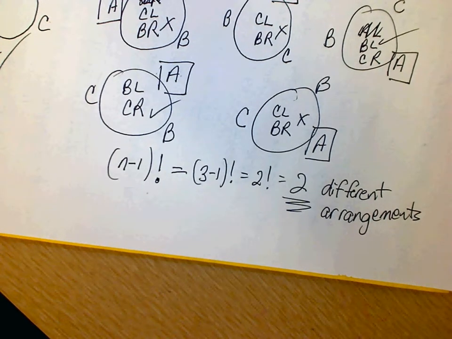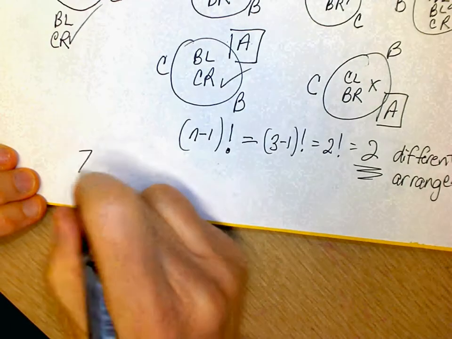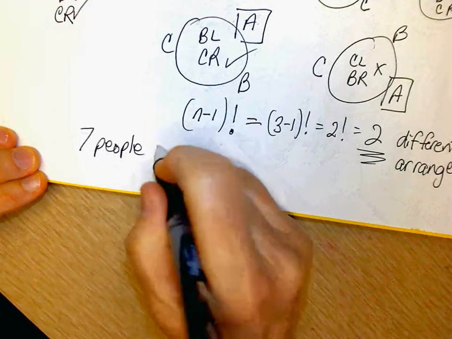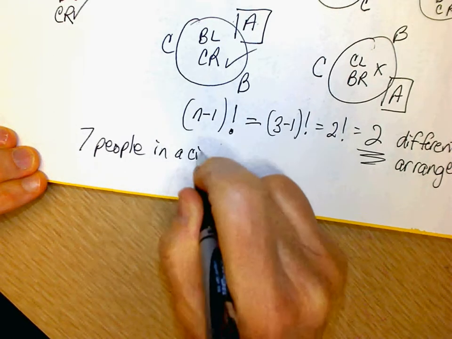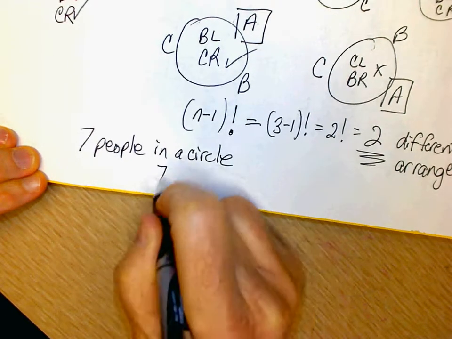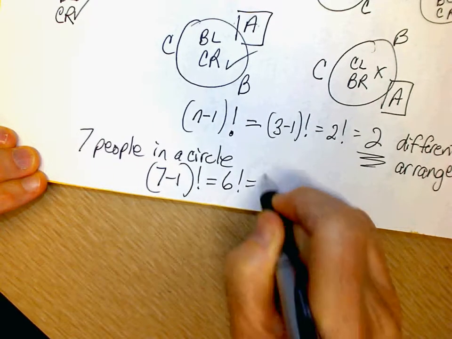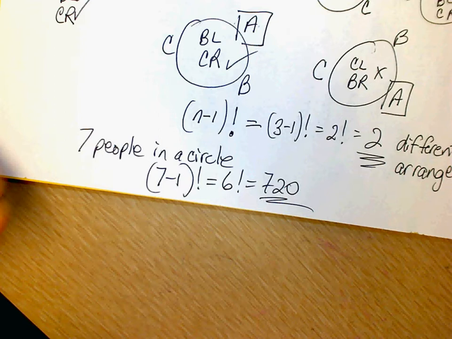Okay? So if you had 7 people in a circle, you would just go 7 minus 1 factorial. That equals 6 factorial, which I believe is 720 different arrangements.